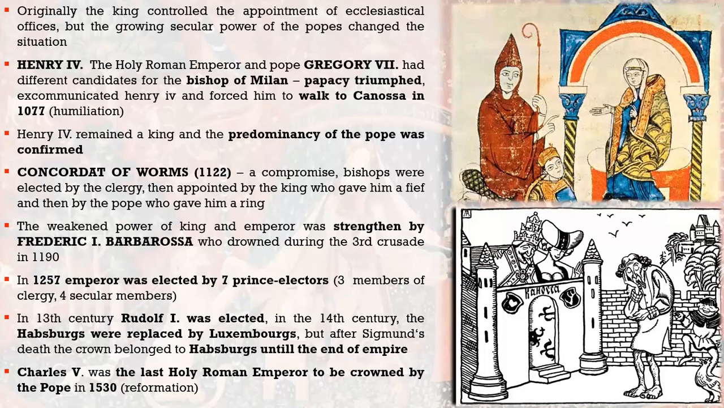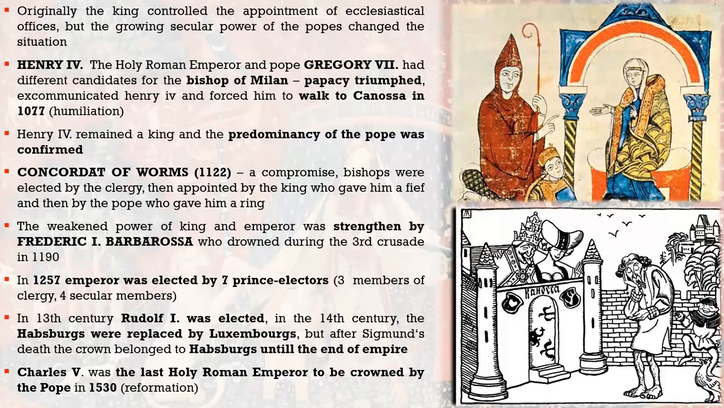In 1257, the emperor was elected by 7 prince-electors. 3 were members of the clergy and 4 were secular members. Slowly, being the Holy Roman Emperor became only a prestigious thing. And so the emperor was elected by the 7 prince-electors, and this function was also very prestigious. Interesting thing about that is that secular members were 4, so there were more of them than the members of the clergy. So it looks like the secular powers had more control.